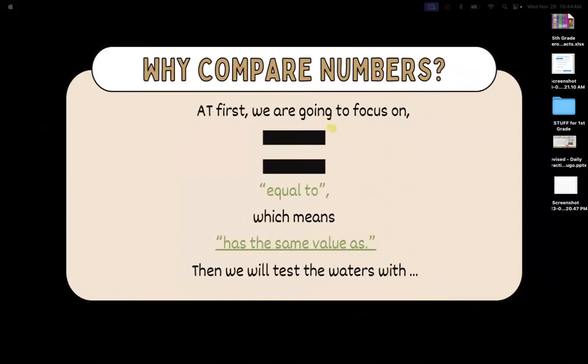So first we're going to talk about equal to. That's what it's going to look like. Equal to means to have the same value, means it's exactly the same. So for instance, 5 is equal to 5, right? Because it's the exact same number. It has the exact same amount. 5 is equal to 5. It is the same amount, has the same value.